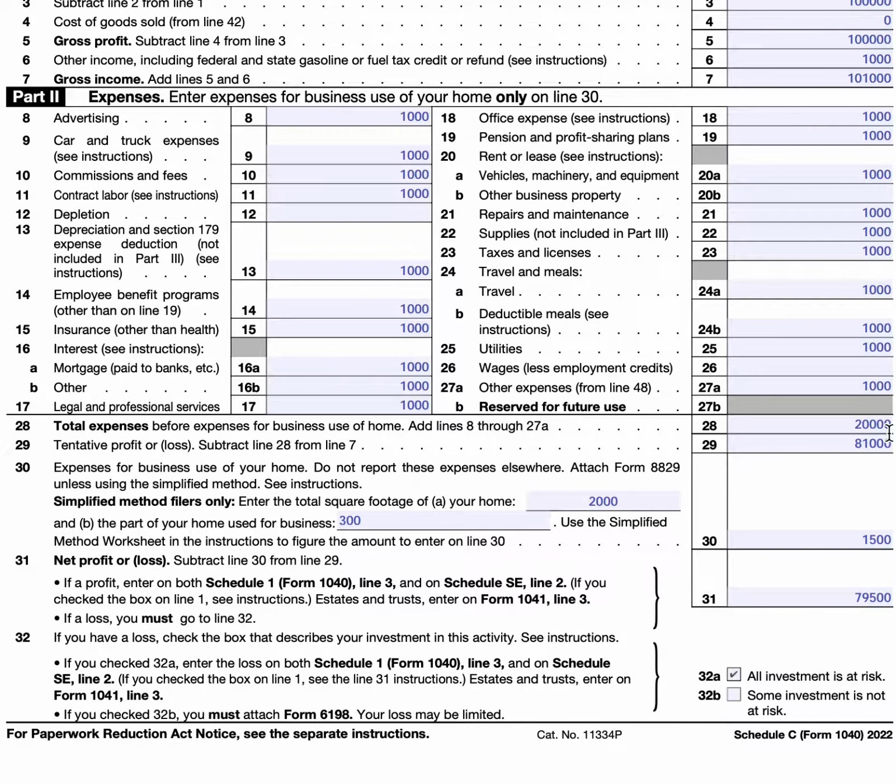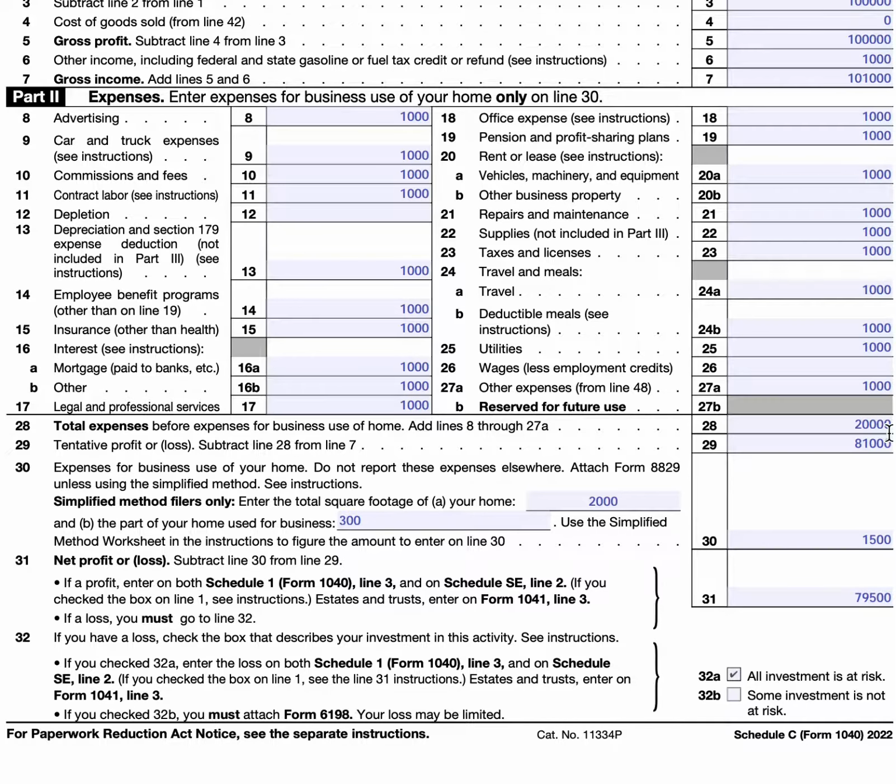So if you have a 1,000-foot home office, congratulations, you can only use 300 feet of that home office for this tax deduction. And you would simply multiply the 300 by the $5 maximum allowable amount. You would enter that in here.